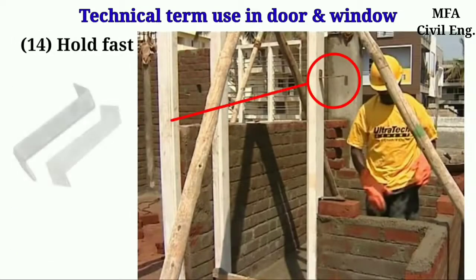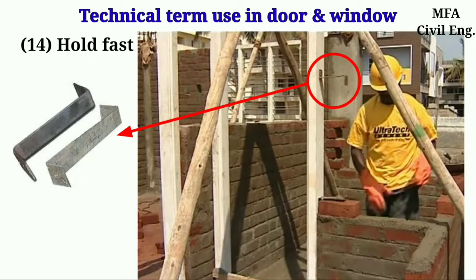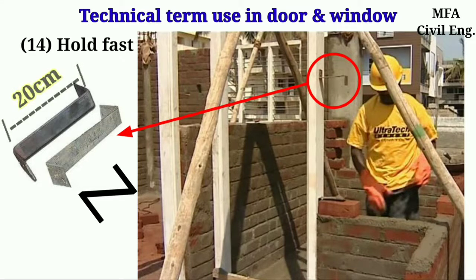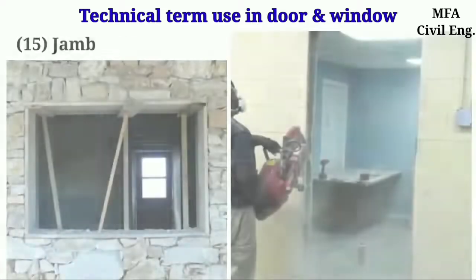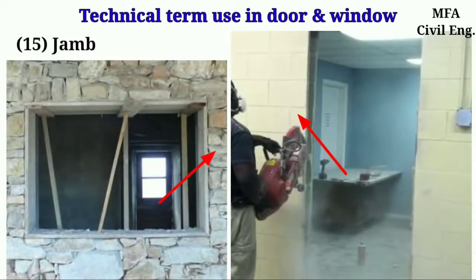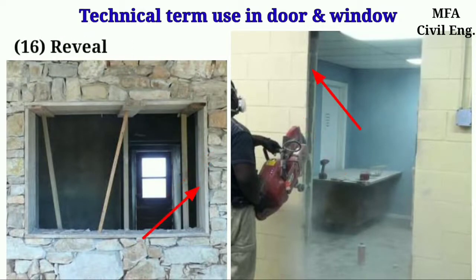Hold fast are the mild steel flat section generally bent into a Z shape to fix or hold the frame to the opening. The horizontal length of the hold fast is kept about 20 cm and is embedded in the masonry. Jamb is the vertical wall face of an opening which supports the frame. Reveal is the external jamb of a door or the window opening at right angle to the wall face.